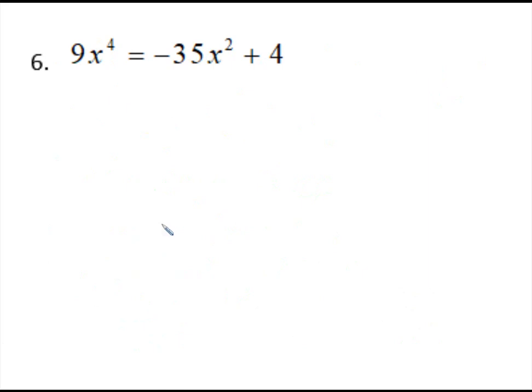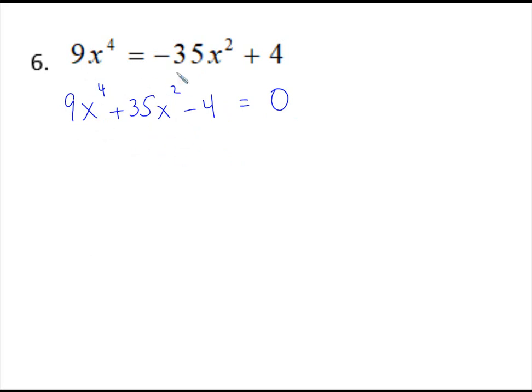Let's take a look at number 6 here. First let's make the problem equal 0. So I'm going to add 35x squared to the left and subtract 4. So I'll get 9x to the 4th plus 35x squared minus 4 equals 0.